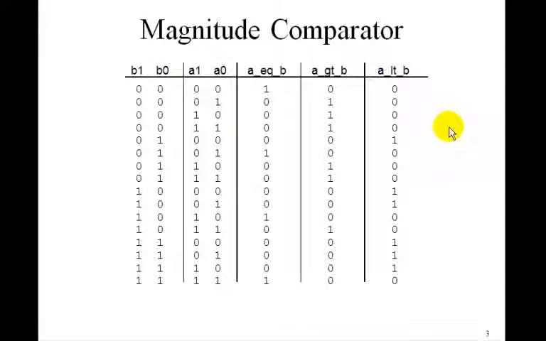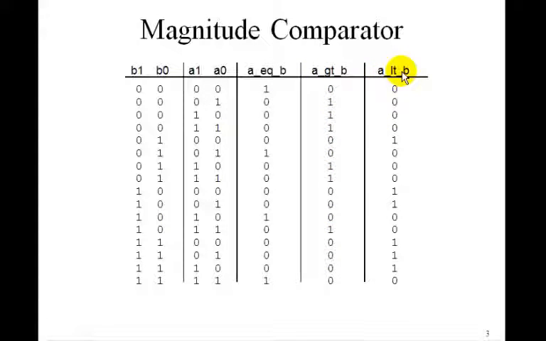Well, here is the truth table then. We have the 4 inputs, B1, B0, A1, A0, and the 3 outputs, A equal B, A greater than B, A less than B. Notice that A equal B is 1 if A and B are both 0, or both 1, or both 2, or both 3. A greater than B will be 1 if A is greater than B, that is 1 is greater than 0, 2 is greater than 0, 3 is greater than 0, 2 is greater than 1, 3 is greater than 1, and 3 is greater than 2. So those are where A greater than B is 1.